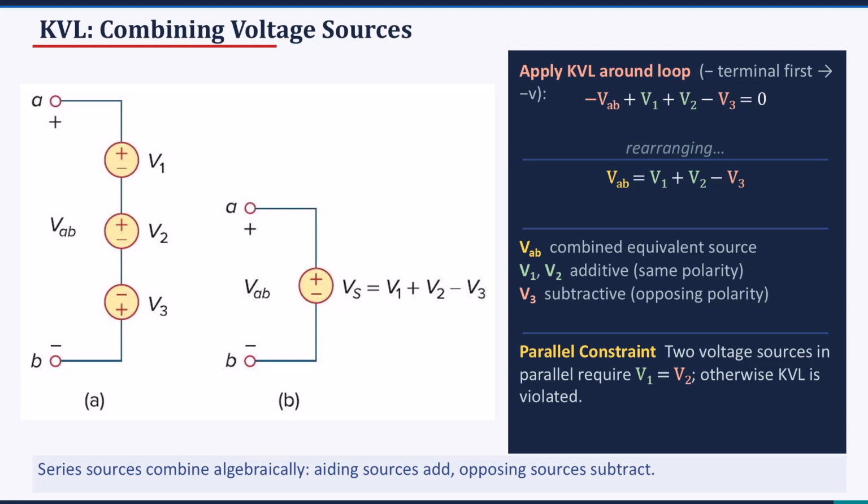2. KCL, based on conservation of charge, states that the algebraic sum of all currents at a node equals 0. 3. KVL, based on conservation of energy, states that the algebraic sum of all voltages around a closed loop equals 0. 4. KCL helps us combine parallel current sources. KVL helps us combine series voltage sources. 5. Two current sources of different values cannot be in series. Two voltage sources of different values cannot be in parallel. These two laws, together with Ohm's law, form the foundation of all circuit analysis.